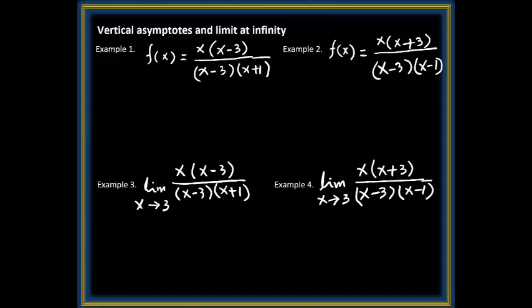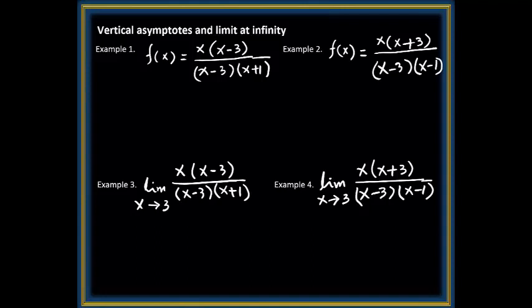Vertical asymptotes and a limit involving infinity, or you can say vertical asymptotes and limit at infinity. We are taking 4 examples in this. First example I have, f of x is x times x minus 3 over x minus 3 times x plus 1.